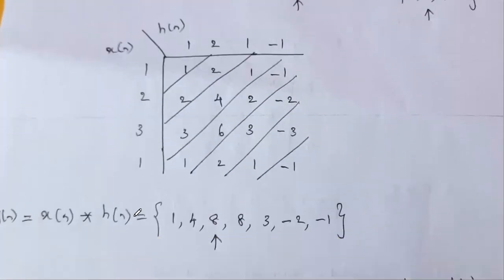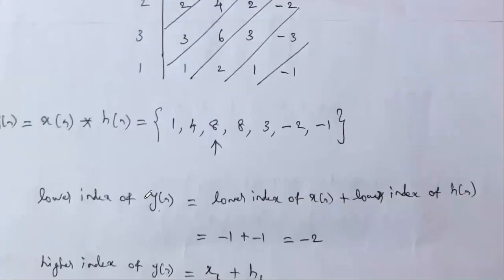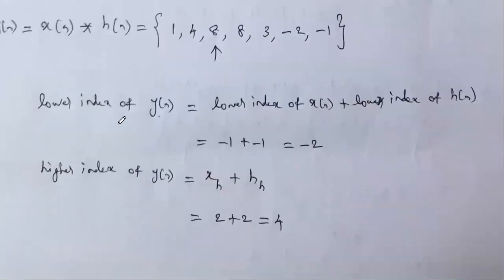Okay, so what about the output data? Where is the origin of this output data? It is calculated by using one more procedure: the lower index of y of n. The y of n answer consists of how many data? 1, 2, 3, 4, 5, 6, 7 data. So in these 7 data, in order to find the lower index and upper index, we have to follow these two things. The lower index of y of n is calculated by the lower index of x of n plus the lower index of h of n.